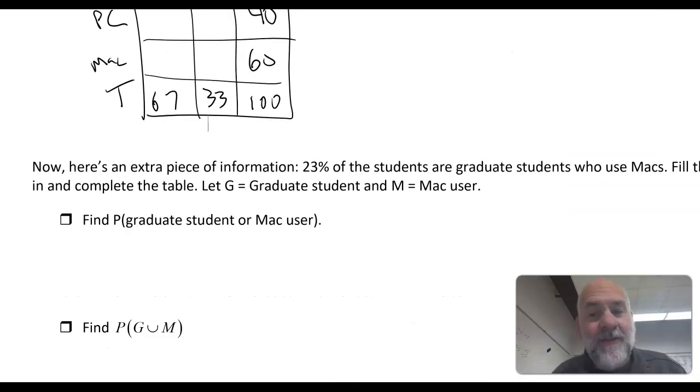Okay, now here's an extra piece of information. 23% of the students are graduate students who use Macs. Now fill in the rest, and for the questions down here, I use G and M. G for graduate, M for Mac user. So fill out the rest of the table and answer these questions down below.